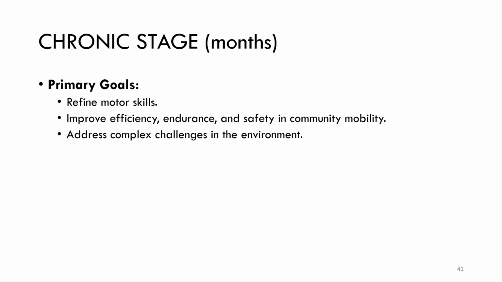So at the chronic stage, this is considered almost the near normal stage. Your concern here is to have refined motor skills, and you should improve endurance and the other safety skills that are required for your patients to be able to move in the society. And then you should be able to overcome challenges within the environment. For instance, modification within the environment, so that the environment will be suitable and comfortable for your patients to navigate around. So these are all very essential when it comes to strategies.